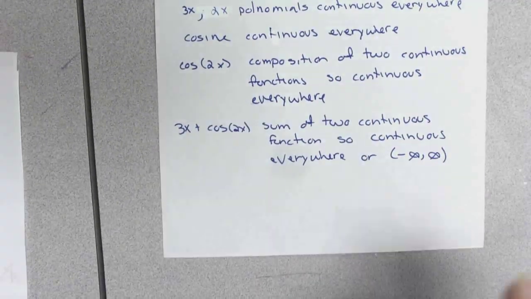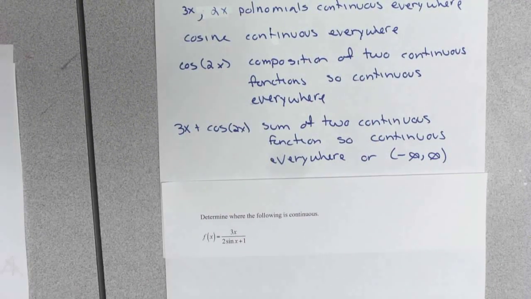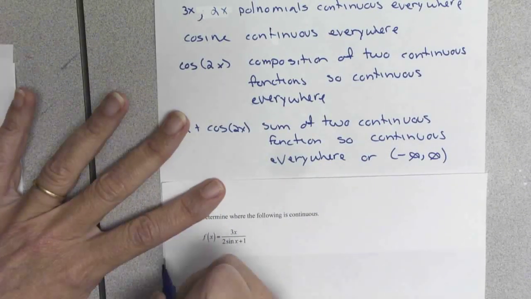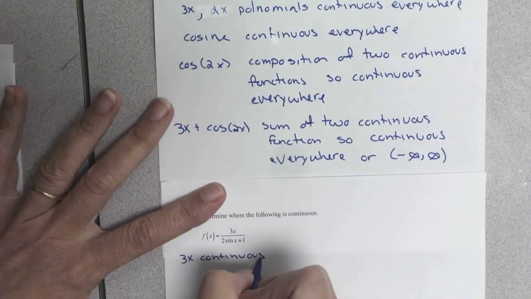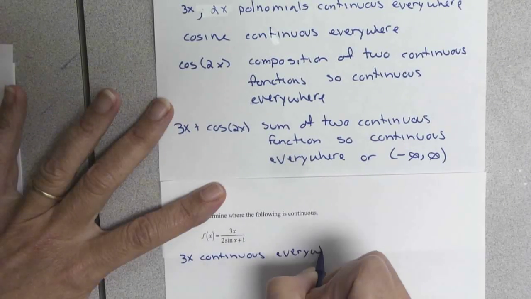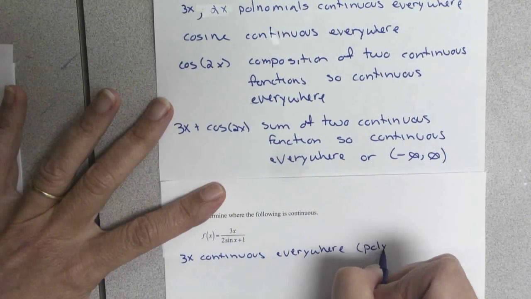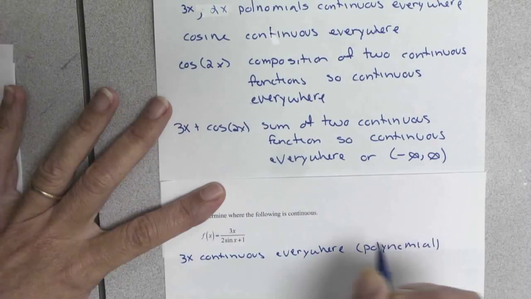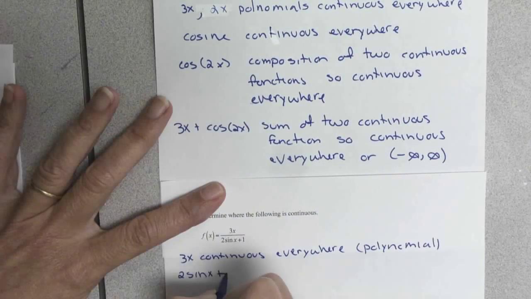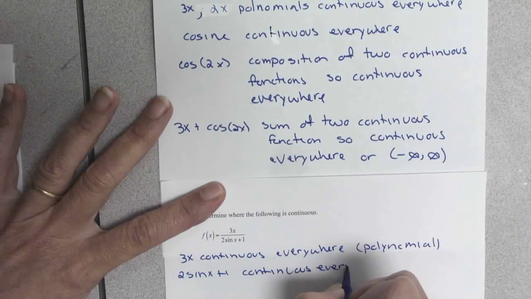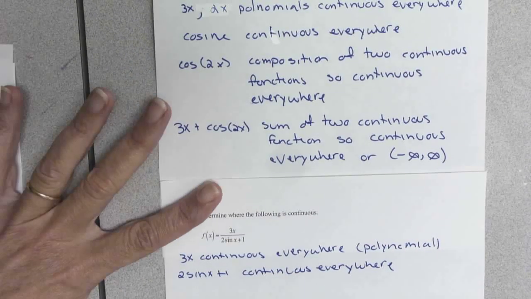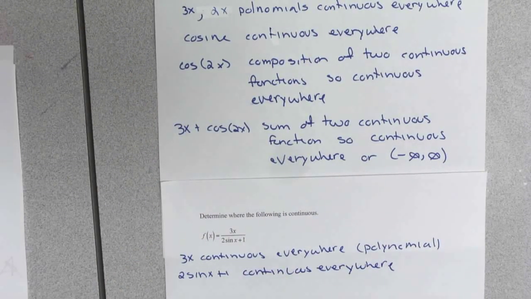Next one. Determine where the following is continuous. Okay, logic here. 3x, continuous everywhere. Again, because it's polynomial. 2 sine x plus 1, continuous everywhere. Same logic that we had before. Sine x is continuous everywhere. When I multiply it by 2, add 1, still continuous everywhere.